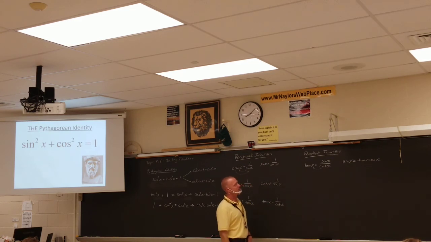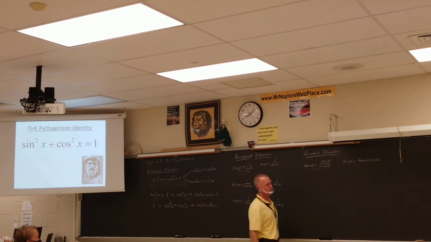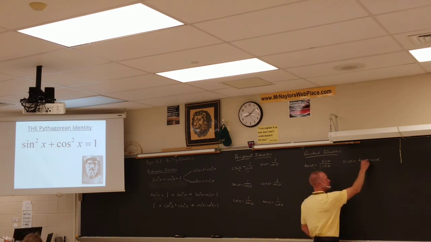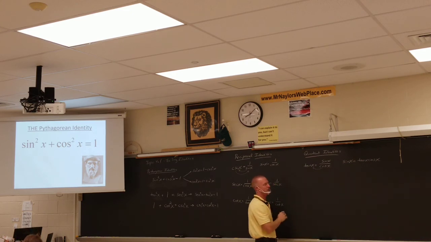You would get that sine equals tangent times cosine. Just a little side note here, that's still the quotient identity. Although that's a product, just to be clear, that's a product. It still technically is the quotient identity because of where it originated.